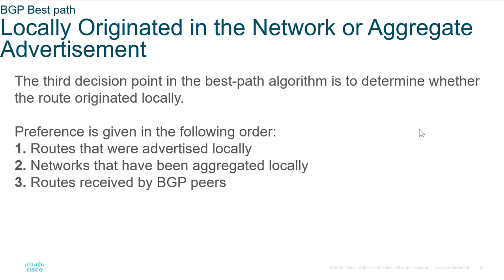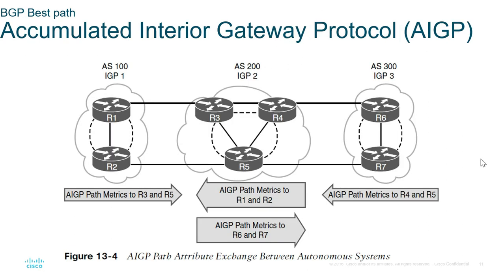Okay, we go through the list again. Number 3 is locally originated in the network, which means we advertised it using the network command or an aggregate advertisement, meaning we set the summary advertisements. After that, we take routes received by BGP peers. Next is lowest AIGP.